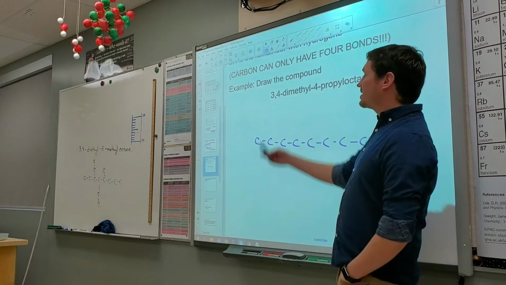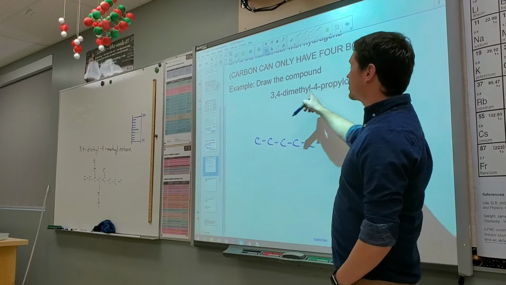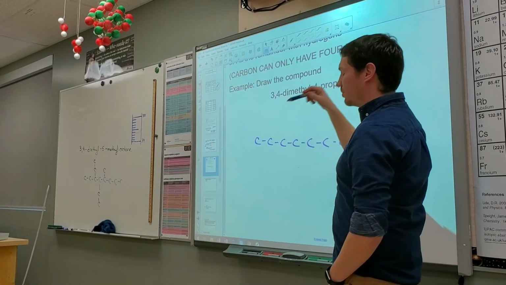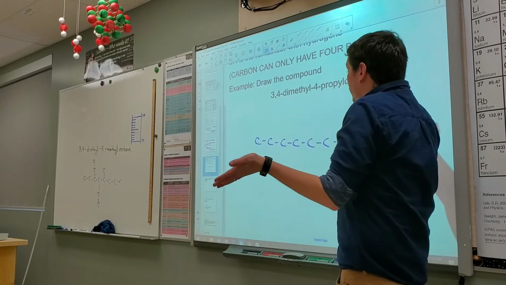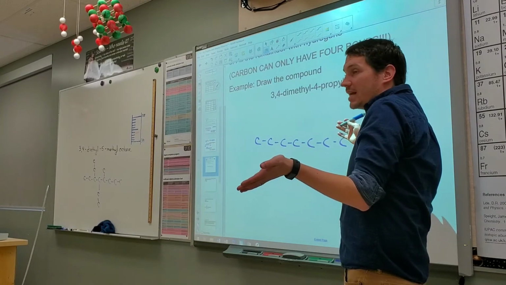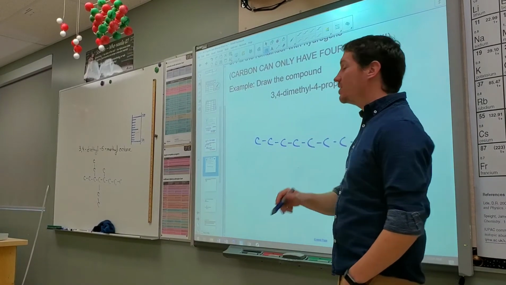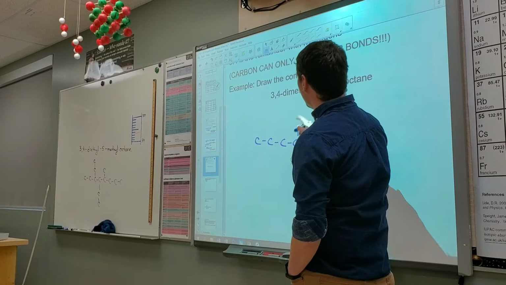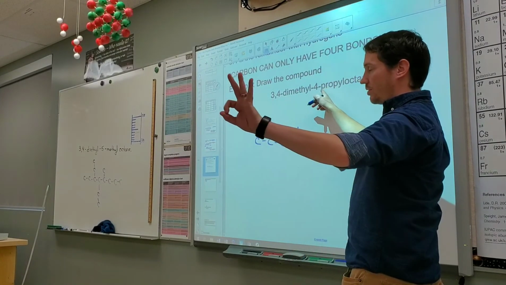So let's look at this. Do you want to do the propyl group first, or do you want to do the ethyl group or the methyl groups first? Let's do the propyl group first. Where's the propyl attached to? Carbon number 4. So it doesn't matter how you arrange them, as long as you have how many carbons in this group? 4.